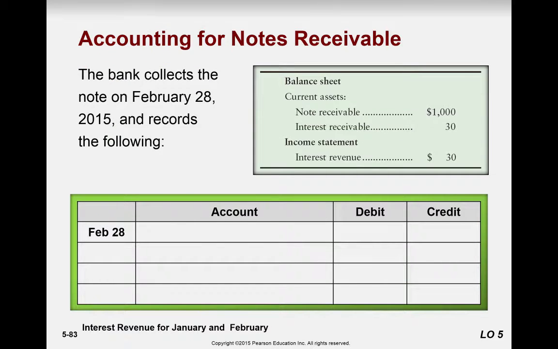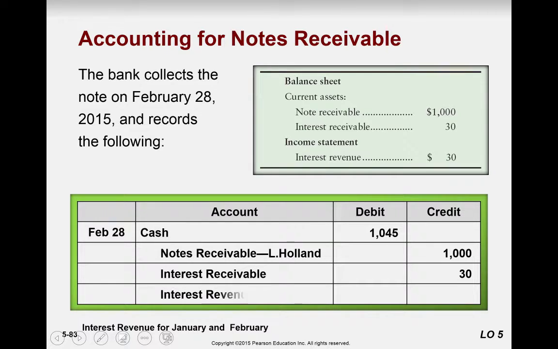So now the bank collects the note on February 28th, and so they're getting cash. They're getting $1,045 because they're getting the original $1,000, and then they have their interest receivable that they already recorded, and now they're recording the additional 2 months, because this was a 6-month note, to get the additional $15 of interest. So the total amount, and then you're taking the interest receivable because this is what you recorded for the 4 out of 12, and then here is your 2 out of 12.